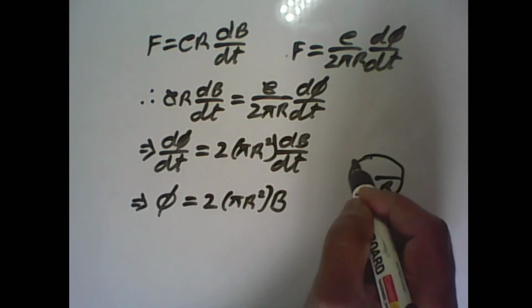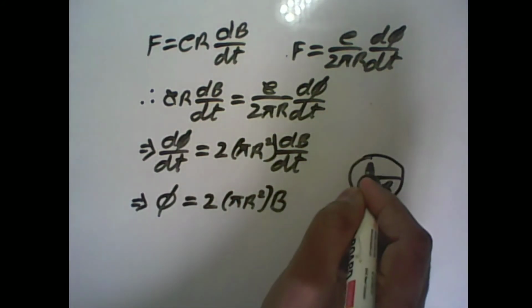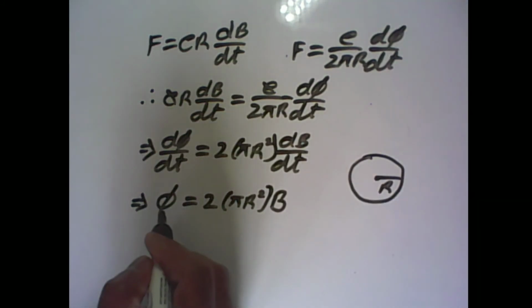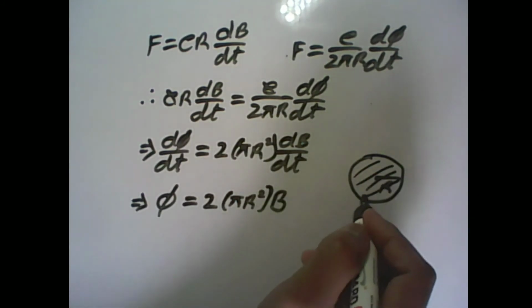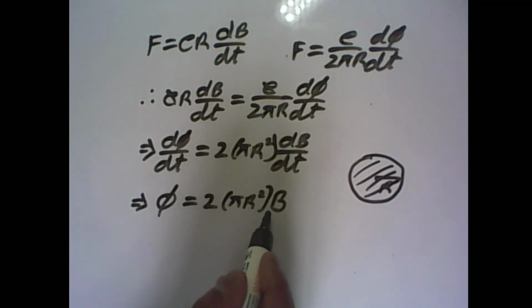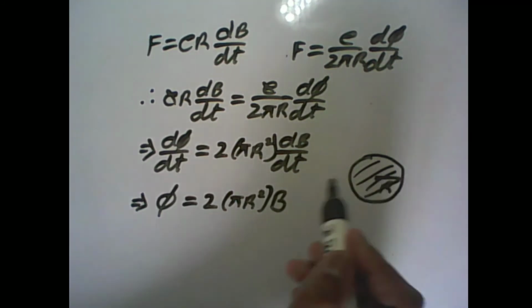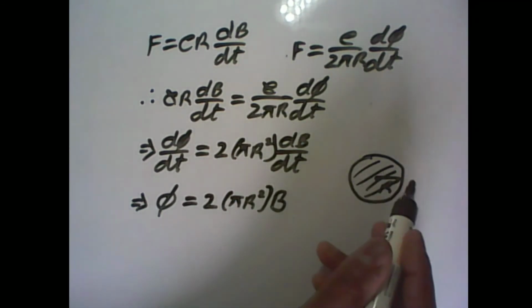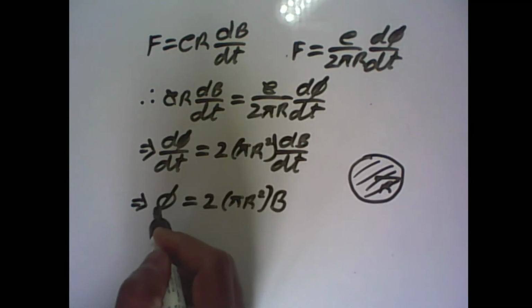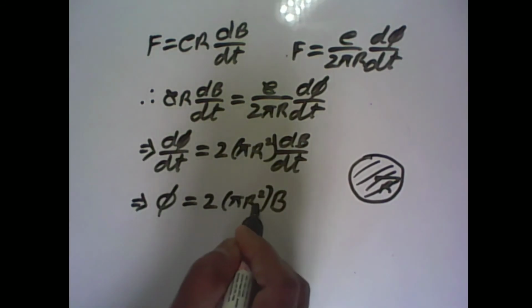So, pi r square gives us the area of the electron orbit, and B is the magnetic field linked with the orbit. Phi is the flux through this orbit. So, these three things we need to remember. B is the magnetic field linked with the orbit, pi r square is the area of this orbit, and phi is the flux linked through this orbit. So, pi r square into B gives us the magnetic flux linked with the orbit.